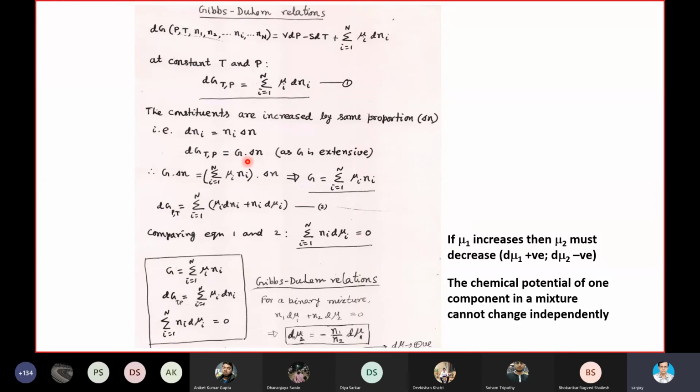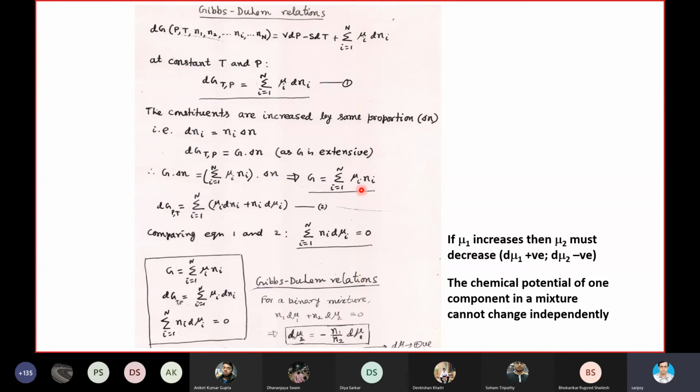So therefore this equation 1 gives you the change in Gibbs energy. Now dG, if I write G into delta n, and this dn is actually ni delta n, so we write it down like this. Simply substituting this, delta n gets cancelled, so you get this expression. So this is the Gibbs energy of the system. Gibbs energy of the system is simply the sum over chemical potential times the number of moles, summed over all the constituents. This gives you the total Gibbs energy.